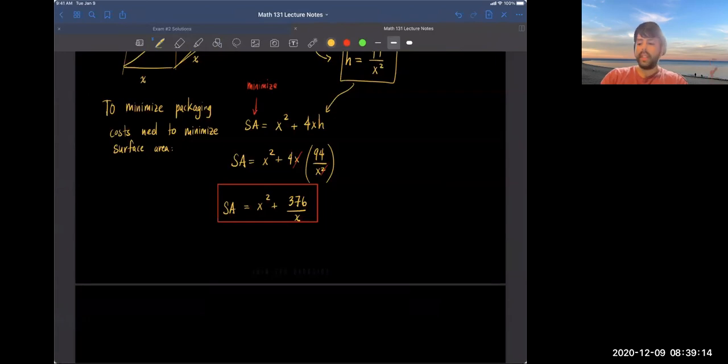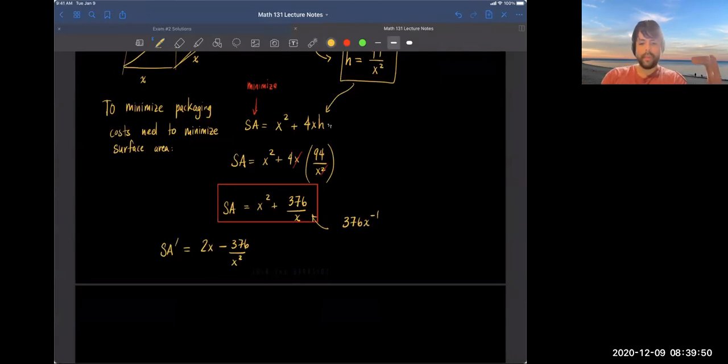That's right, Coco. Take the derivative. So I take my derivative and I get 2x. And then what's the derivative of 376 over x? What's the way we should consider this? We should consider this as 376 x to the negative 1 power. Then I apply the power rule, and this will become negative 376 x to the negative 2 power, which can be placed in the denominator as x squared.